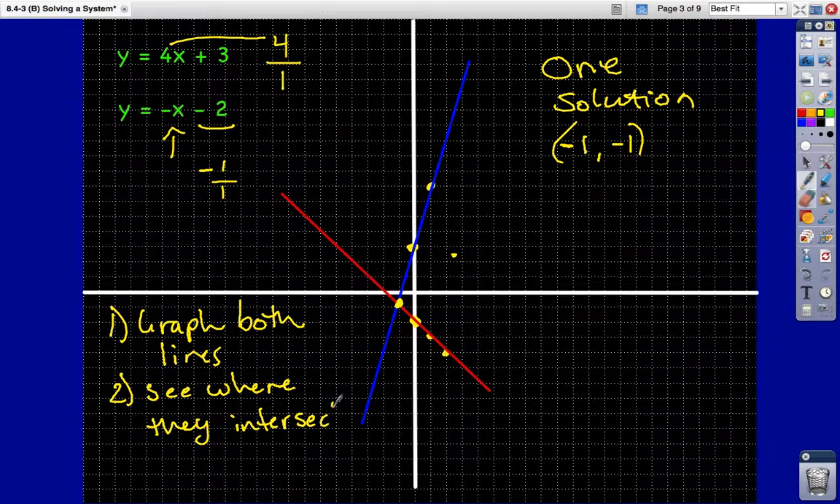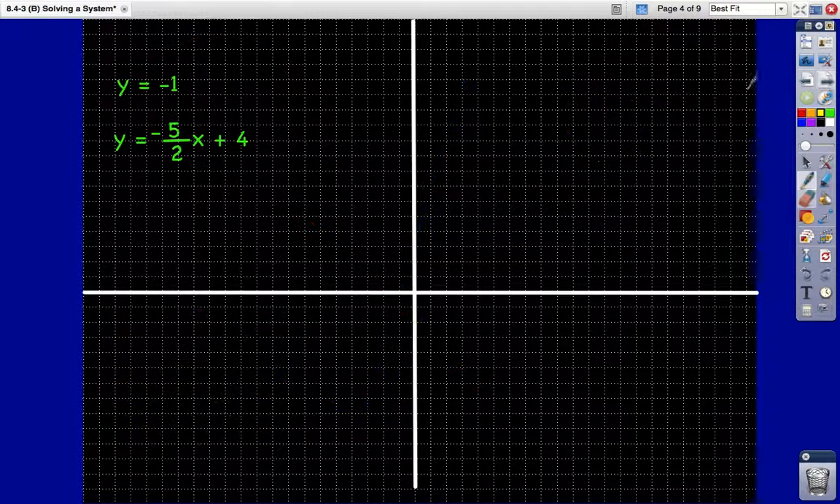If they intersect at only one point, that means there's one solution, and give that point. If they intersect on all points because they run over the top of each other, that's infinite solutions. If they run parallel and never intersect, then there's no solution. All right, guys, one more example, and then we're done.